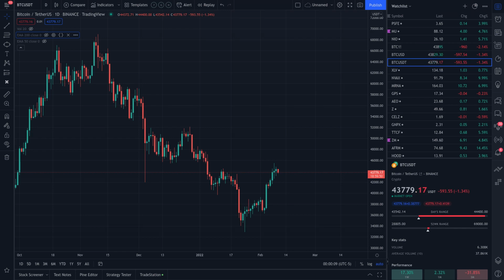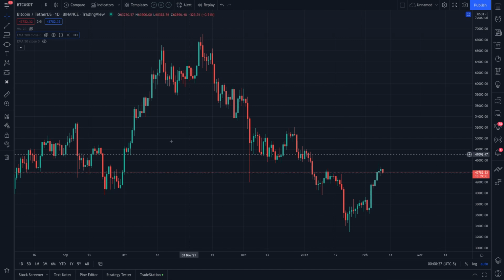So today's February the 10th, 2022, and the current price of Bitcoin is $43,779.17, slightly negative 1.3% for the day. All right, let's get into it, guys.